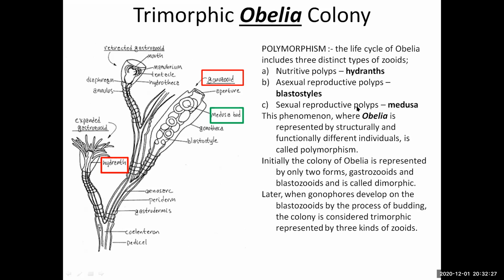And then the sexual reproductive form. If you see on blastostyle, there are small round structures, the medusa buds. So the medusa grows from blastostyle or the gonozoid. And medusa is the sexual form.